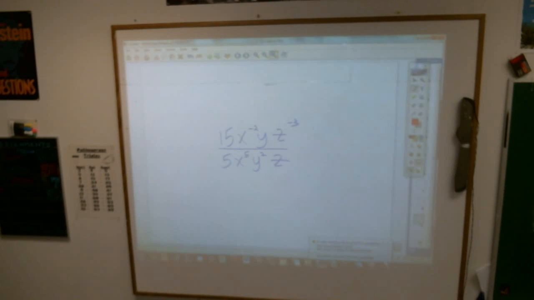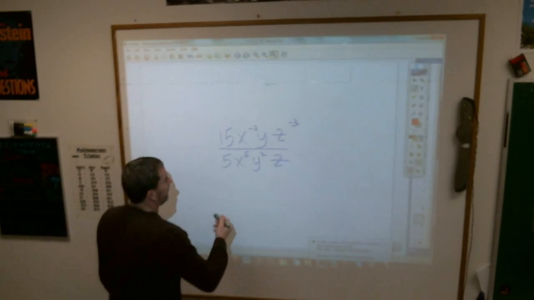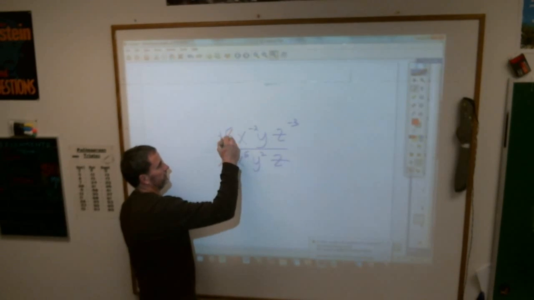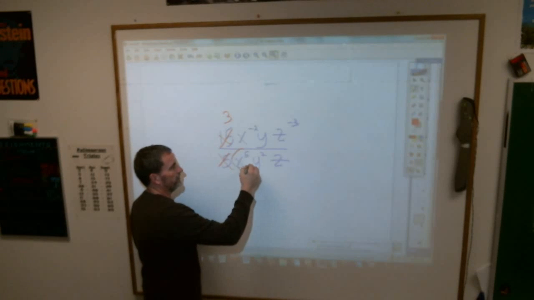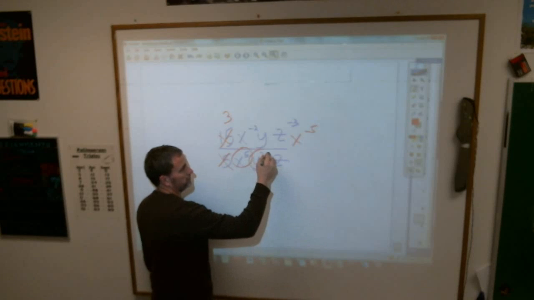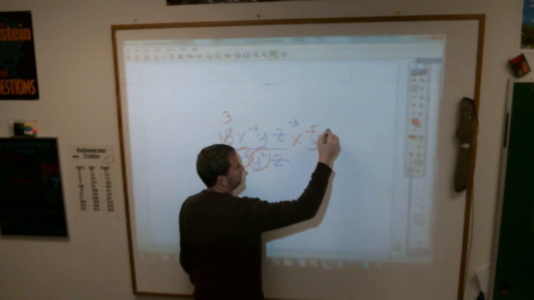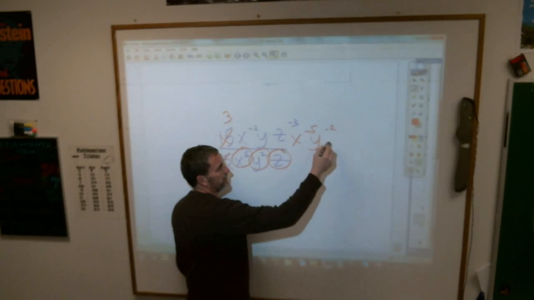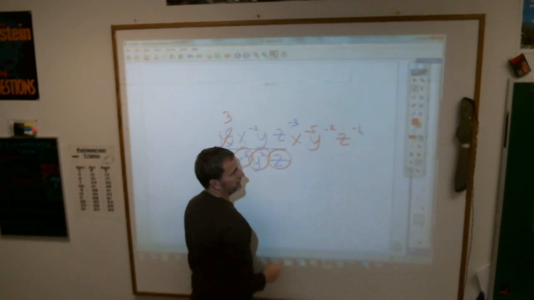So let's take a look at it here. I can't spend all day. We'll continue this a little bit tomorrow. First of all, the 5 went into 15 3 times. I'm going to move this to the top by changing its exponent to a negative. I'm going to move this to the top by changing its exponent to a negative. And I'm going to move this one to the top by changing its exponent to a negative.